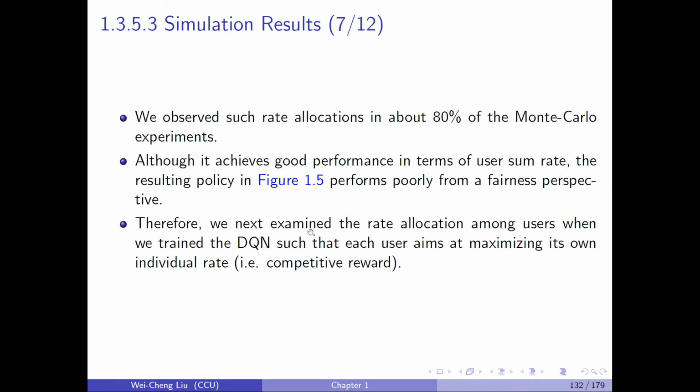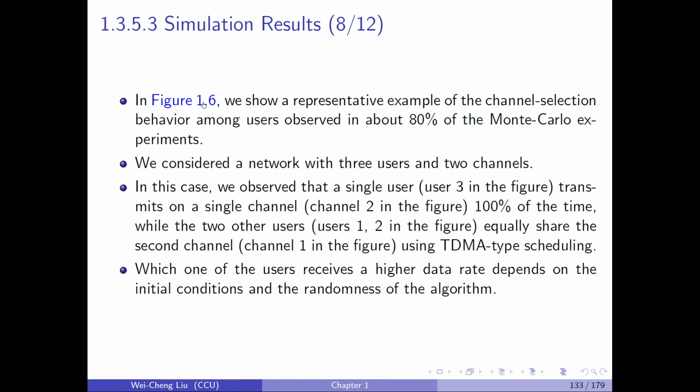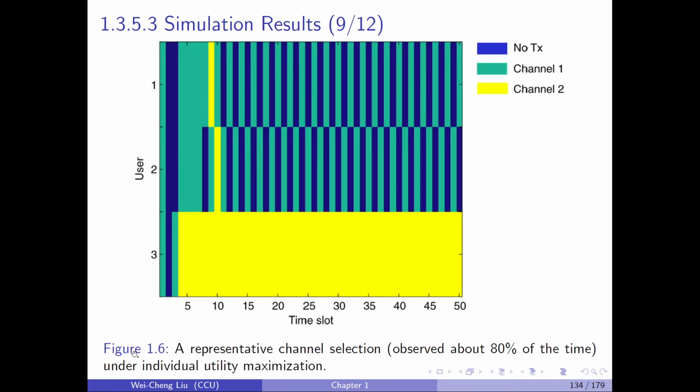Therefore, we next examined the rate allocation among users when we trained the DQN such that each user aims at maximizing its own individual rate. That is competitive reward. Let us see figure 1.6. It is a representative channel selection observed about 80% of the time under individual utility maximization.